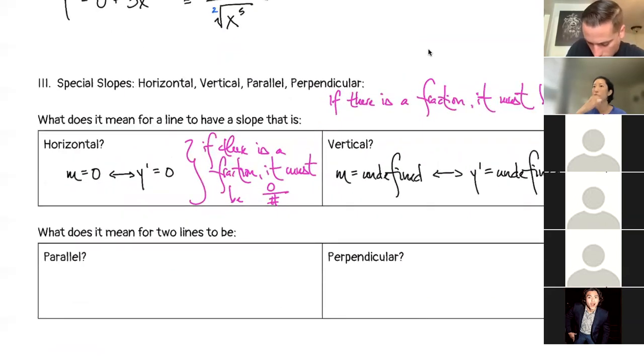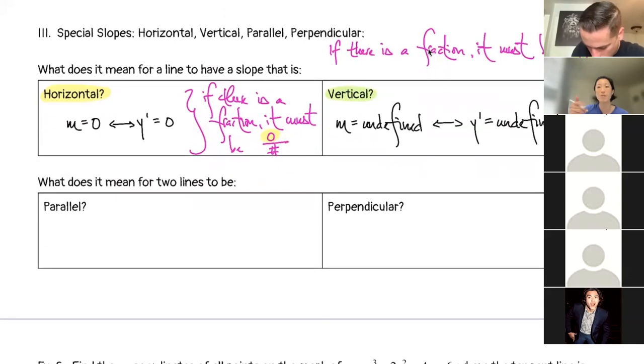Okay, so we're looking for two different things. If we have a horizontal line, we want that numerator to be 0. And that's how we get a y prime of 0 or a slope of 0. But in contrast, if we have a vertical line, we want to have the 0 on the bottom if we have a fraction so that we can get that undefined piece out. Okay. Just a little reminder of which way we have to have the 0 in order to get 0 or undefined out of a fraction.